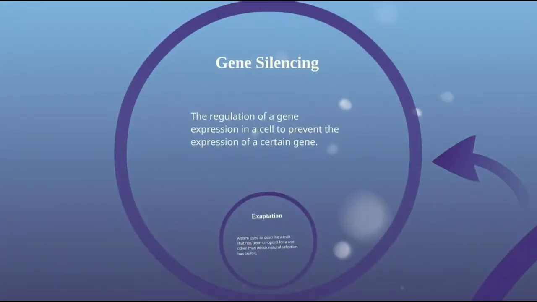First up, we have gene silencing, which is the regulation of a gene expression in a cell to prevent the expression of a certain gene. For example, the loss of ventral spines by modern freshwater sticklebacks is due to natural selection operating on the effects of gene silencing.